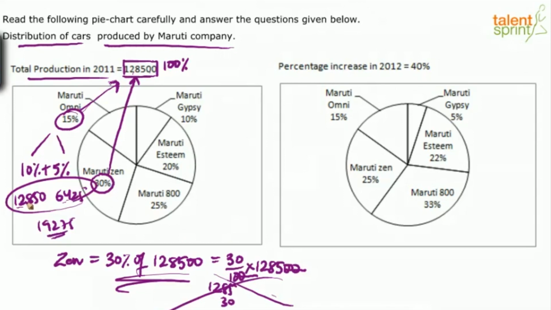Now look at the second pie chart. There is one more pie chart given to us which says percentage increase in 2012. See, the total production of 2011 was given to us 1,28,500. The second pie chart says percentage increase in 2012 is 40%.